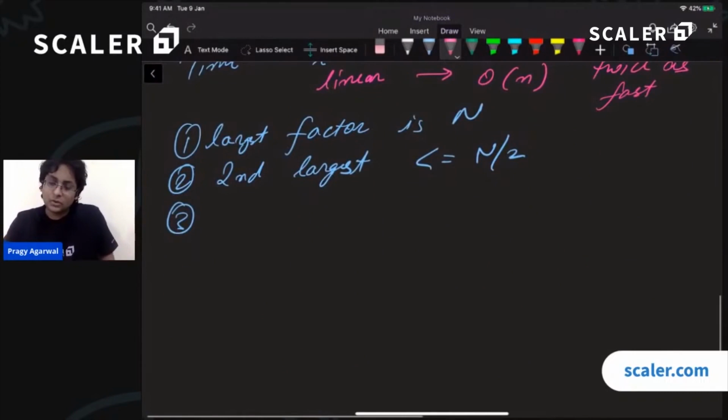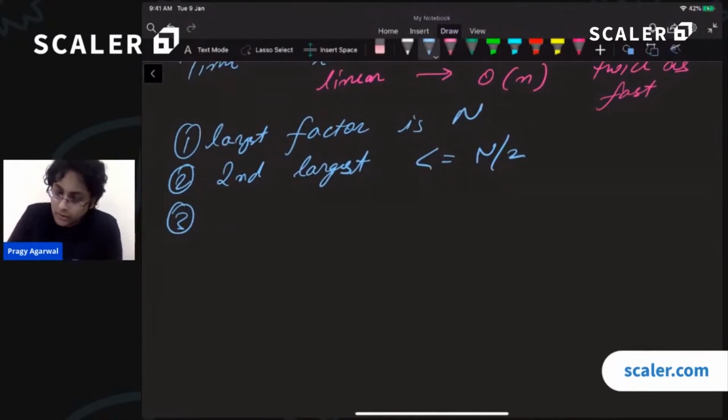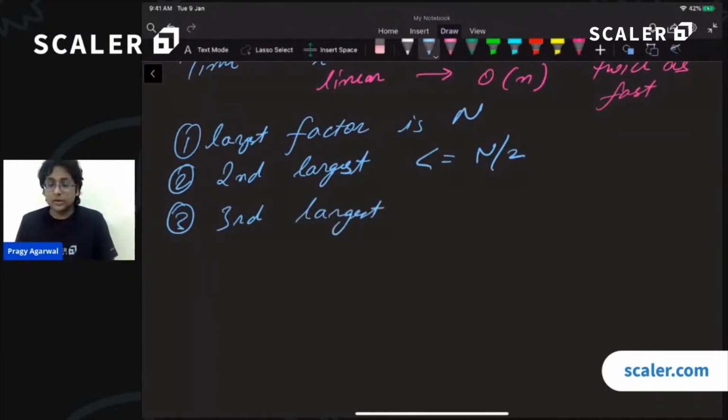All right. So can we extend this? Can we extend this observation further? What about the third largest factor? How large can that be? Well, if the number is divisible by 3, then the third largest factor can be up till n by 3, right? Does that make sense?